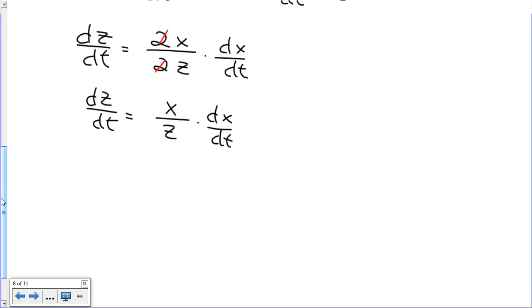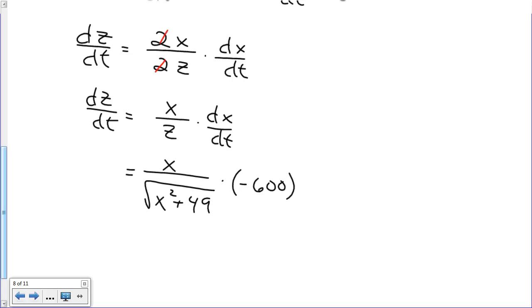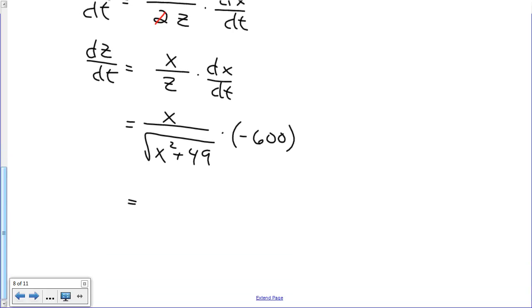I can rewrite this then as x over the square root of x squared plus 49 times the negative 600. Or I guess if we want to move the negative 600 into that numerator, we could write it as negative 600x divided by the square root of x squared plus 49. There we go. All right, so now that's dz dt.